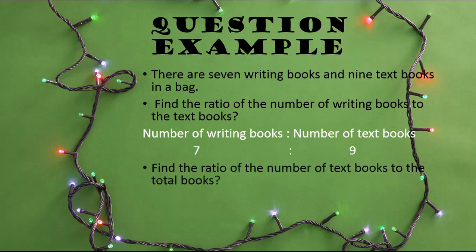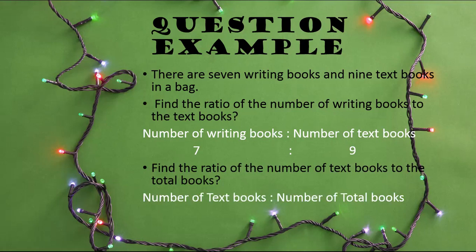Find the ratio of the number of textbooks to the total books. So the number of textbooks to the number of total books is 9 ratio 16. I hope this example question clearly defines how to write a ratio.